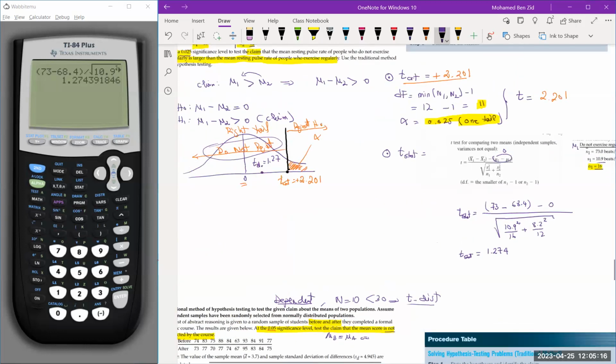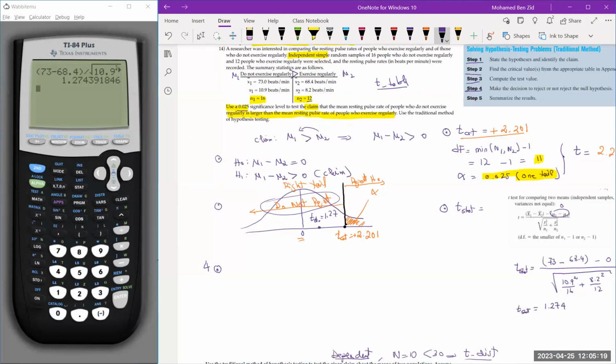All right, step number 4 here. Conclusion is going to be do not reject H0. Step number 5, you're going to summarize. If you did not reject, not enough evidence. And here, are you supporting the claim or not? You did not reject, and you're saying the H0 is correct, so you're against the claim.